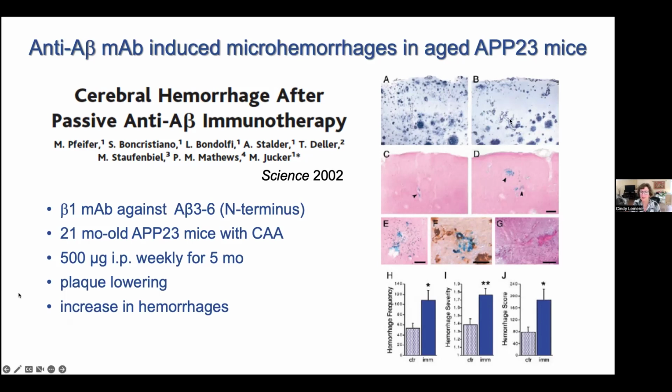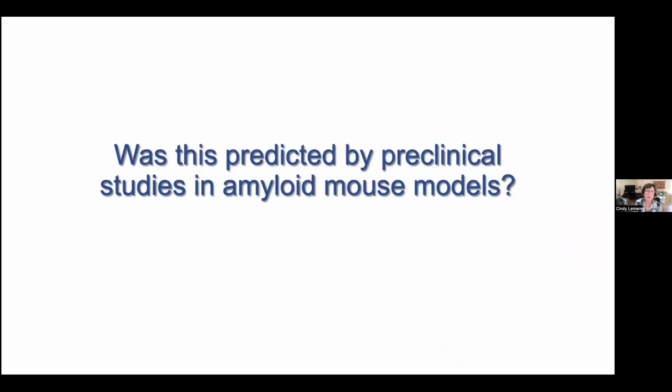And they did see, so this is a control mouse and this is a treated mouse. And you can see that they did see plaque lowering, but they also saw the presence of microhemorrhages. This is in the control mouse and this is in the treated mouse. You can see a lot more microhemorrhages in the treated mouse. And then this is just showing the microhemorrhage frequency and severity and the hemorrhage score in these mice. So very early on, even as early as 2002, it was thought that these antibody therapies could lead to hemorrhage and microhemorrhage in mice.